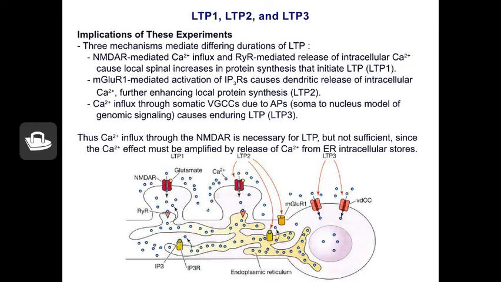And if you consider this information all together, you should be able to see that calcium influx through the NMDA receptor is necessary for LTP. But this is not sufficient to produce enduring LTP, as the calcium effect must be amplified by release of calcium from endoplasmic reticulum intracellular stores and by calcium influx from the extracellular space.